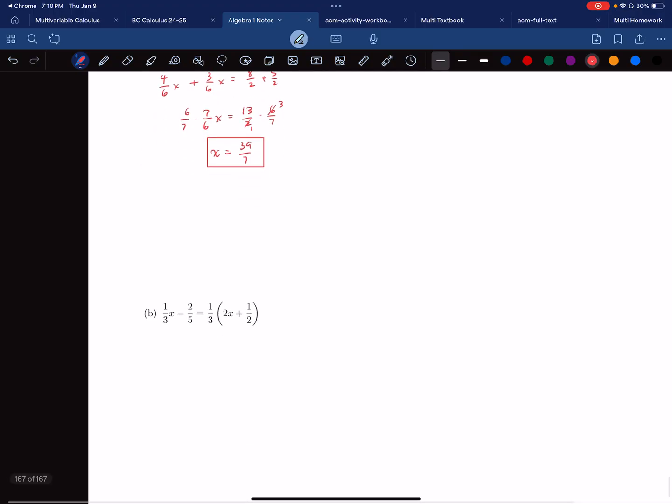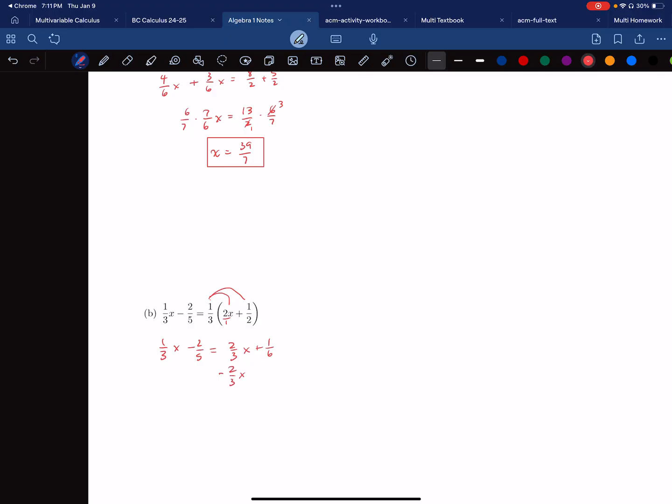Check my work. All right, for this one, I have 1/3 x minus 2/5 is equal to 1/3 times 2x plus 1/2. So I'm going to distribute that 1/3. I got 1/3 x minus 2 over 5 is equal to 2/3 x. Because remember, 1/3 times 2 over 1, 'cause that's just over 1. You just multiply across, so you get 2 over 3. So that's how you get 2/3. And then 1/3 times 1/2, again, multiply across. That should be 1/6. So I get plus 1 over 6.